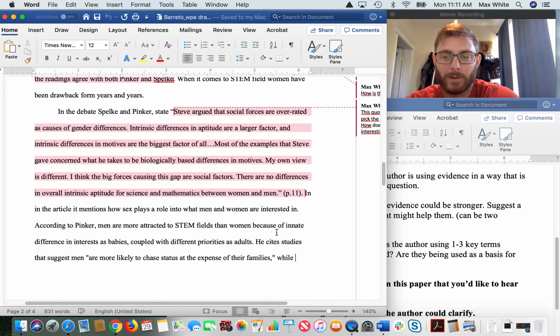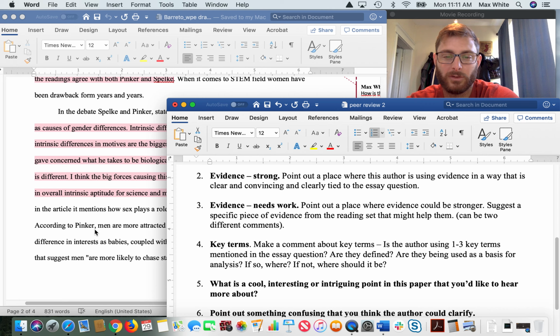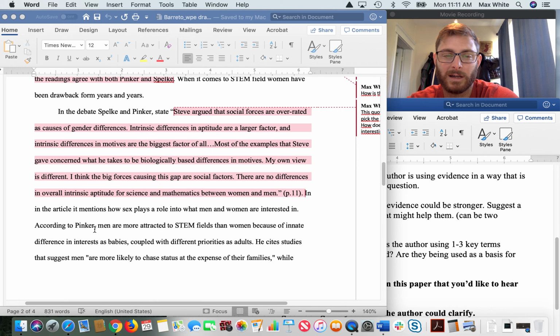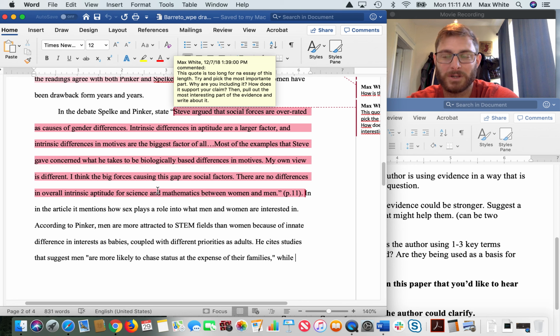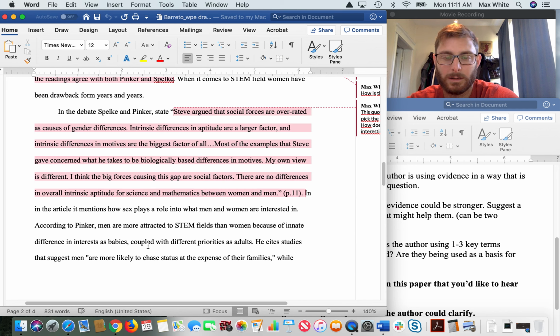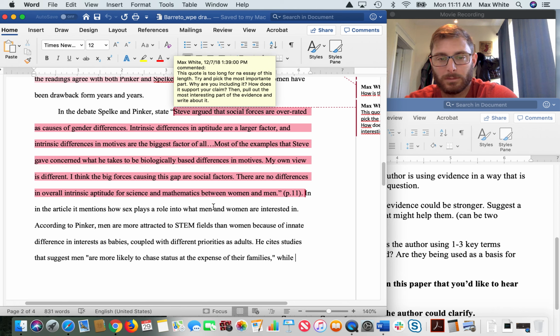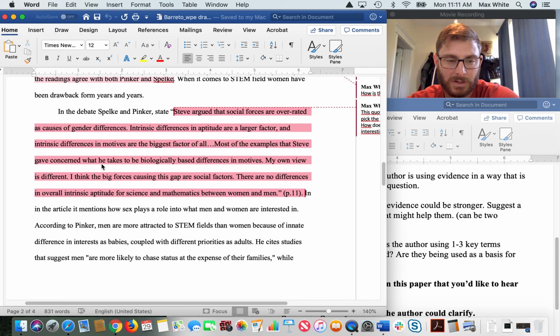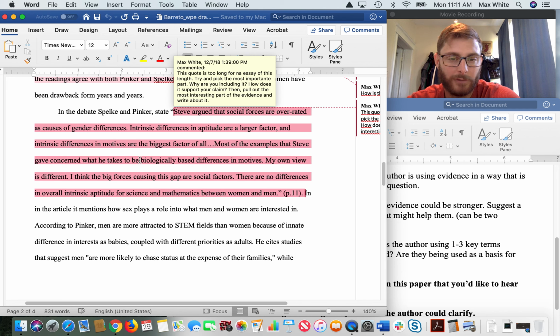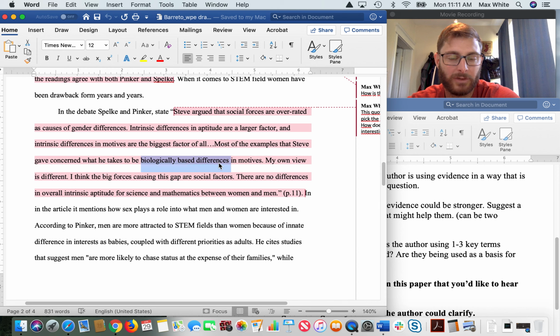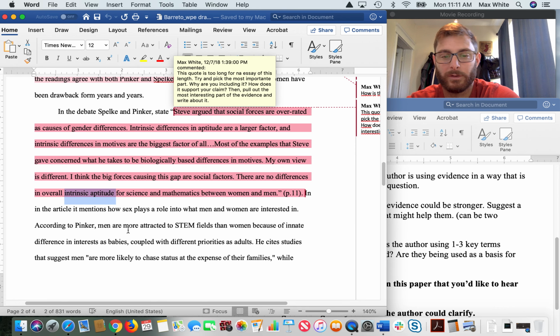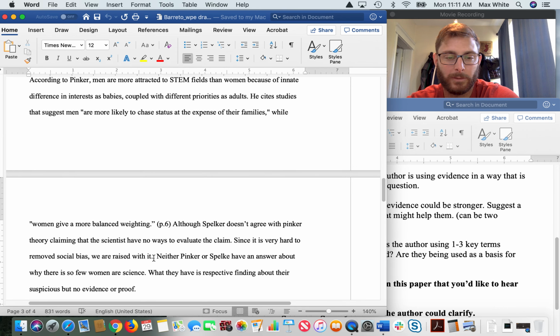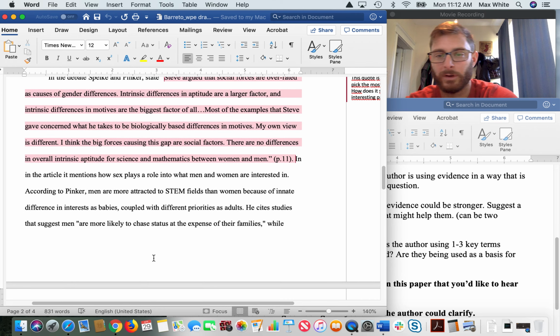So, does the writer use evidence that is clear and convincing and tied to the essay question? Well, it's certainly tied to the essay question because it's from the essay question. Does she do anything with this writing? No, not at all. There's no analysis of key passages. There's no rephrasing of it. There's no coming back even to a phrase like biologically based different motives. This phrase, intrinsic aptitude, there's none of that. Really, the writer doesn't actually engage with this material at all.